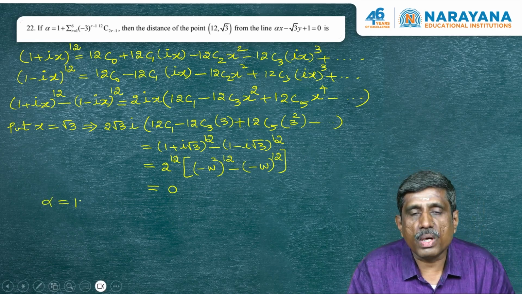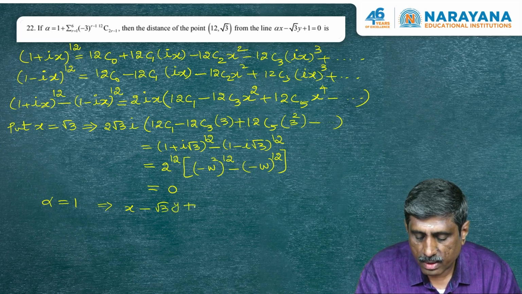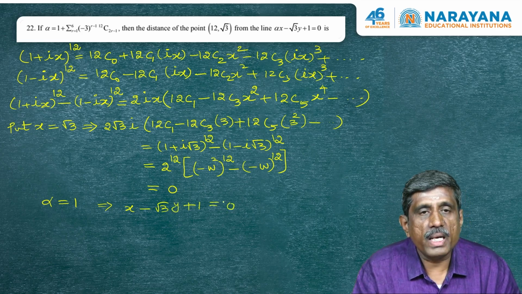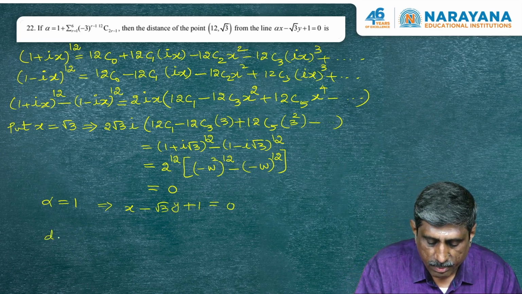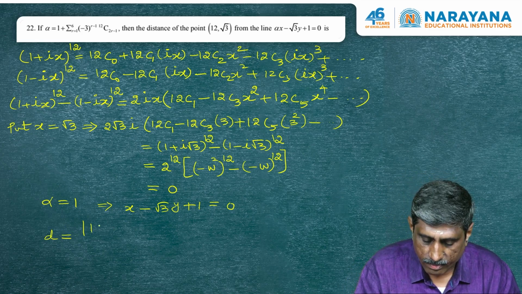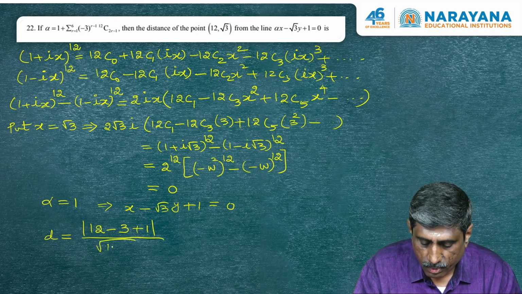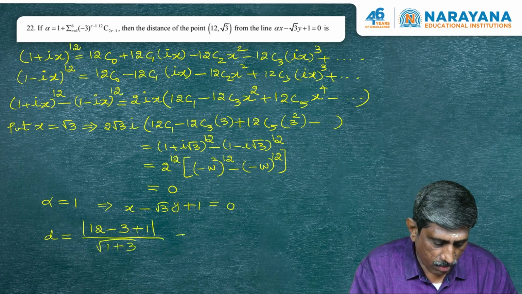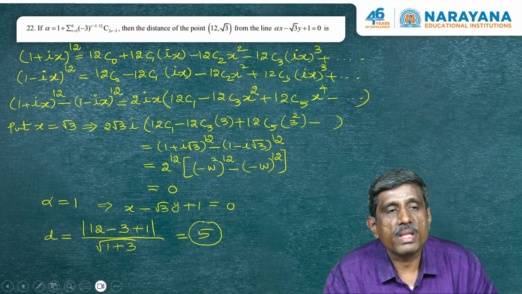When alpha is equal to 1, the given line is going to become x minus root 3y plus 1 is equal to 0. We have to find the perpendicular distance from the point 12 comma root 3. So, the required perpendicular distance is going to become modulus of 12 minus root 3 into root 3, which is 3, plus 1, divided by square root of 1 plus 3, which is equal to 5. So, the answer integer for this question is 5.